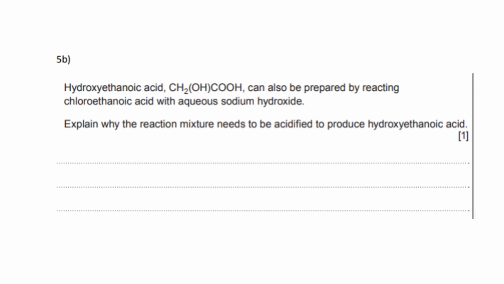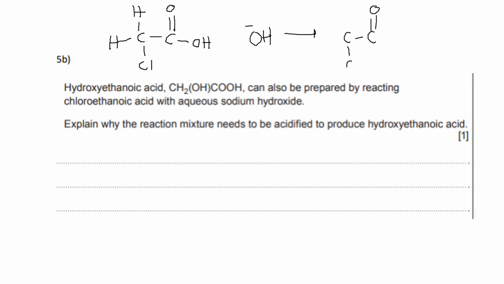Right, the next question says hydroxyethanoic acid can also be prepared by reacting chloroethanoic acid with aqueous sodium hydroxide. Explain why the reaction mixture needs to be acidified to produce hydroxyethanoic acid. So effectively what's happening here is you're taking the chlorine on the chloroethanoic acid. If we were to draw this out, chloroethanoic acid would look like this. And you're refluxing it with sodium hydroxide, which is effectively OH minus. And what's happening is the OH minus is substituting for the chlorine to give an alcohol.